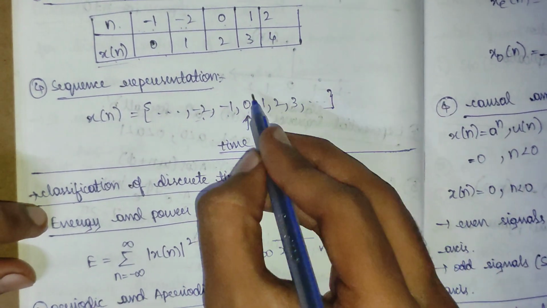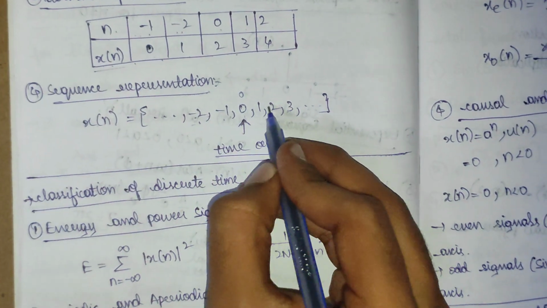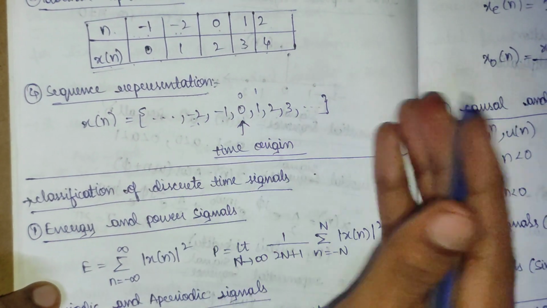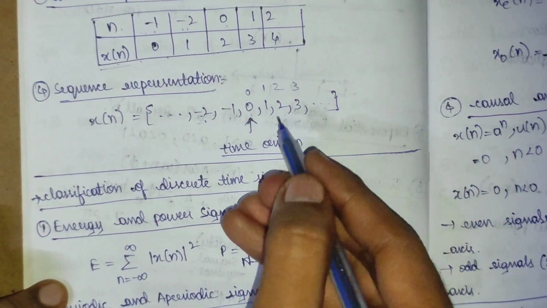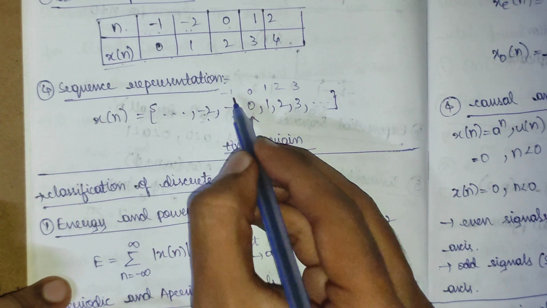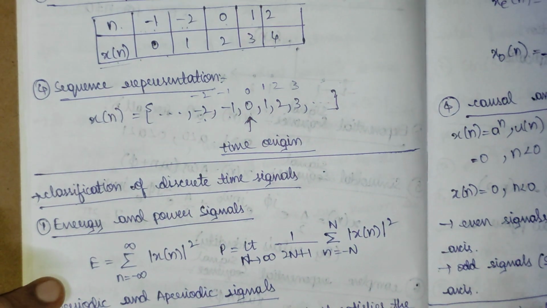Here 0 is representing the 0 time index, and the right of the time origin will represent the positive time indexes 1, 2, 3 and so on, and the left of time origin will represent negative time indexes -1, -2 and so on. Okay.